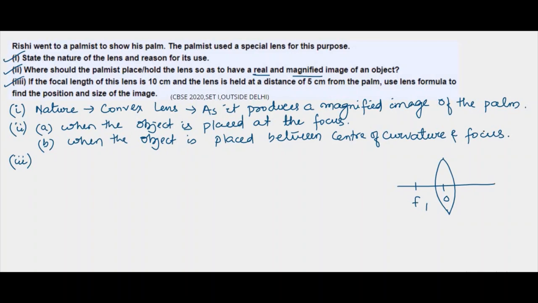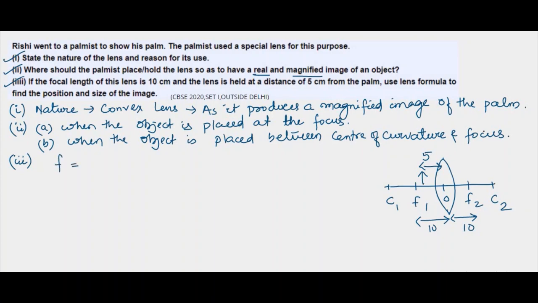So this is F1 and exactly double the length will be C1. Then this distance will be F2 and exactly double of it will be C2. So, the focal length of the lens is 10 cm. So, this is 10 cm. And object is held at 5 cm. So, object distance is 5. Okay. So, now we will find out where the image is formed. So, let's write down the things which are given.